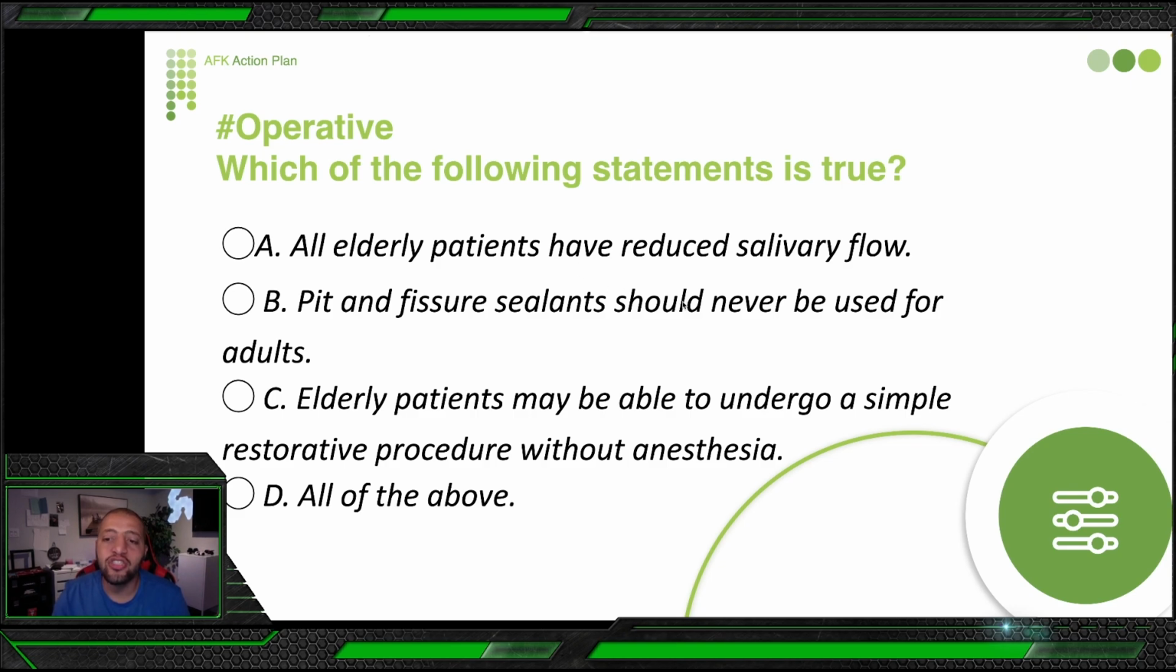Pit and fissure sealant should never be used for adults. No, why never be used? We can use it for adults. Think about a patient with good oral hygiene, he's 25 years old and he has some stains in his fissures. You can use pit and fissure sealant for him. Why can we not use it? It's more indicated for kids, but we can use it for adults. And as a general rule, words like "never" are not scientifically correct.